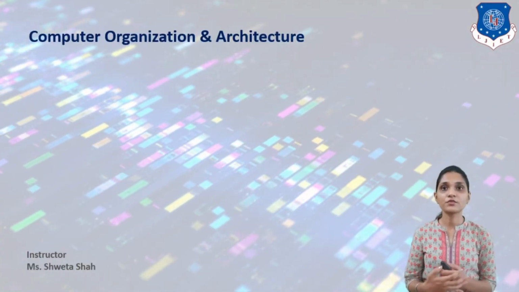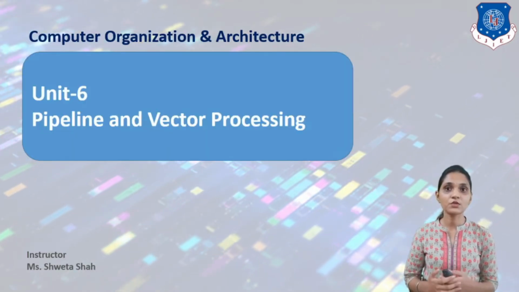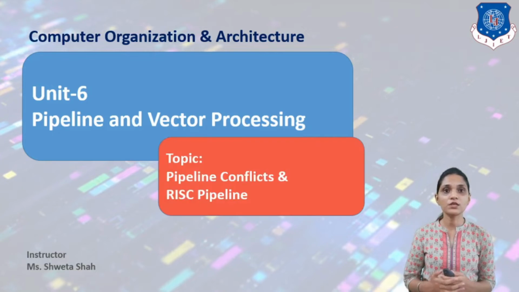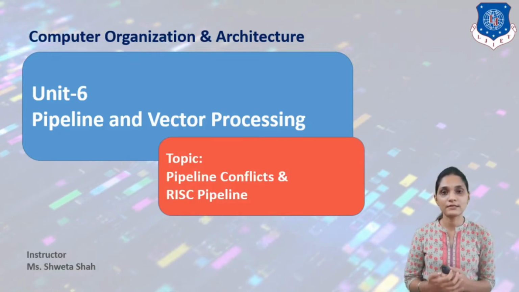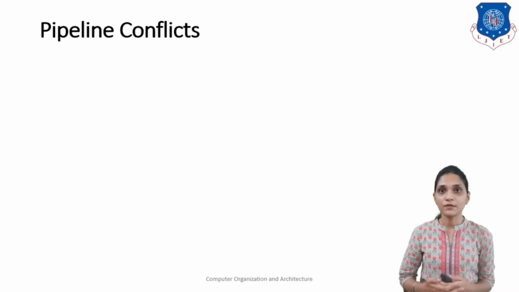Shah. I am the instructor for the subject Computer Organization and Architecture. In this subject, we have started Unit 6, that is Pipelining and Vector Processing. In this unit, we are going to see today the topic Pipelining Conflicts and Risk Pipelining. So let me start with the first topic, that is Pipelining Conflicts.